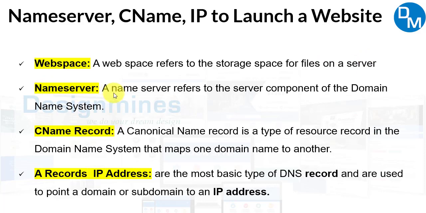A name server refers to the server component of the domain name system. And CNAME, a canonical name record, is a type of resource record in the domain name system that maps one domain name to another. And A records, IP address, are the most basic type of DNS records and are used to point a domain or subdomain to an IP address.